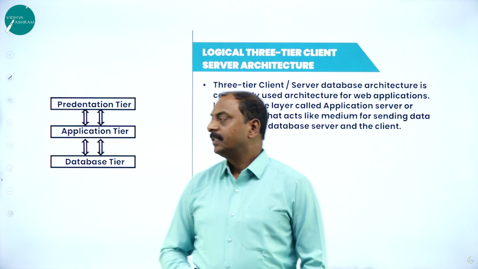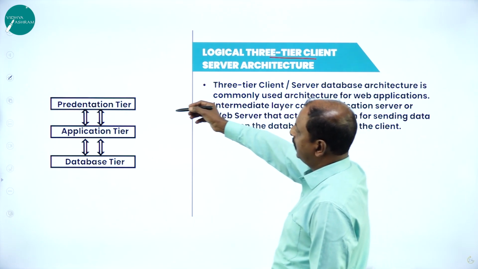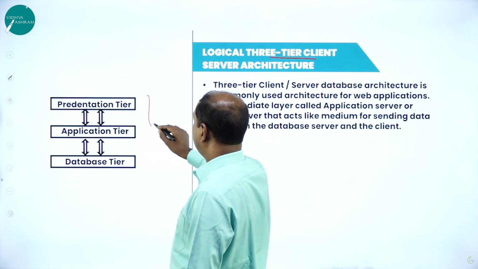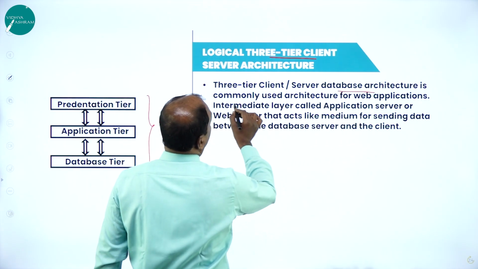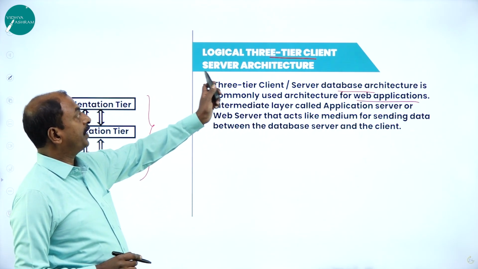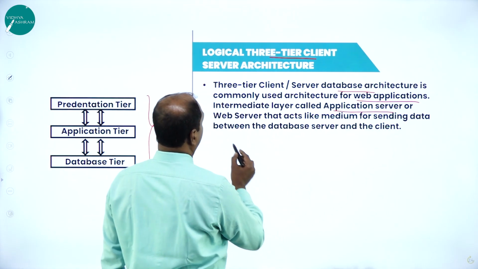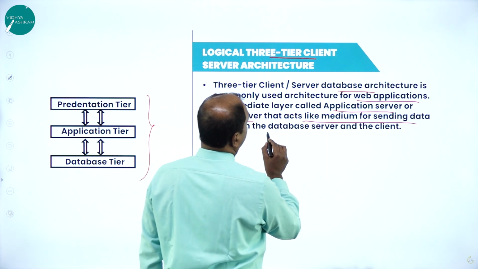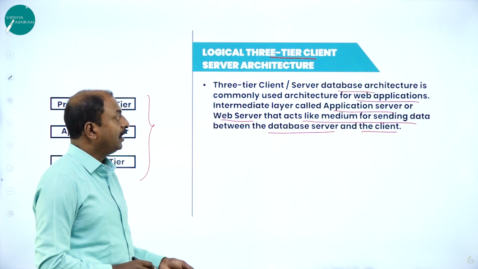In the next slide, this is logical three-tier architecture. Look at the diagram here: database tier, presentation tier, and application tier. There are 3 tiers here. This database architecture is commonly used for web applications. The intermediate layer, called the application layer or web server, acts as a medium for sending data between the database server and the client. So this is called 3 tiers or 3 layers.